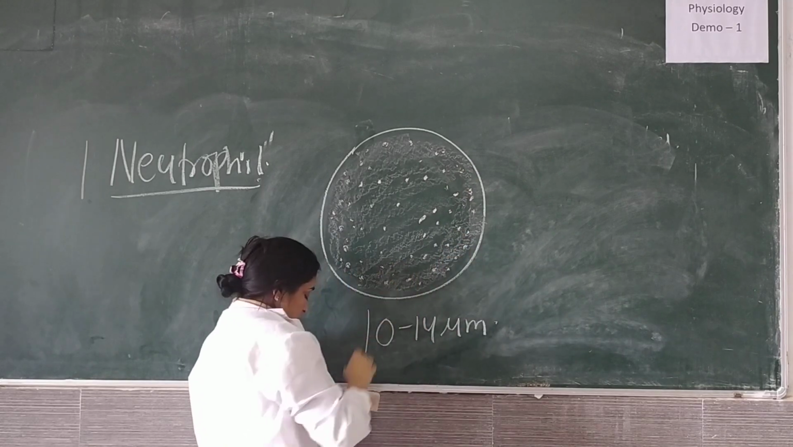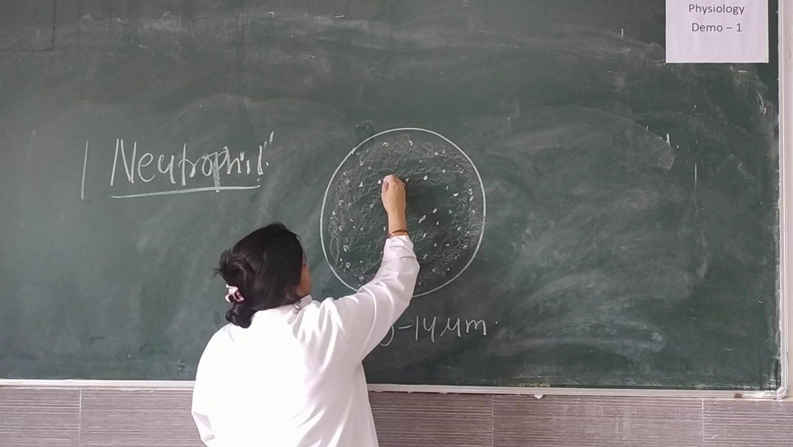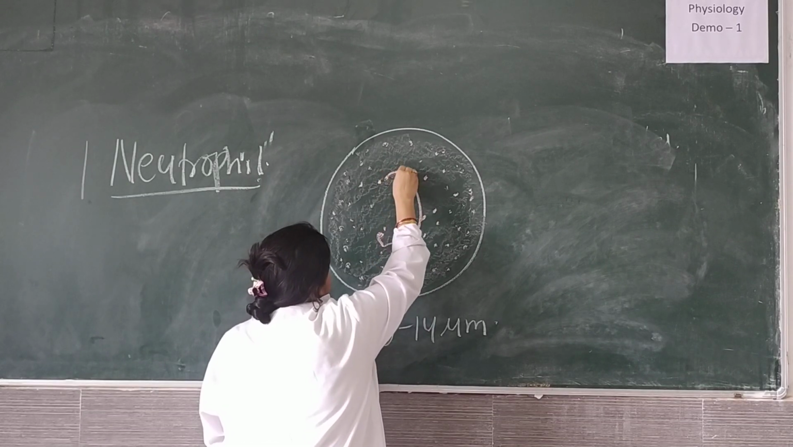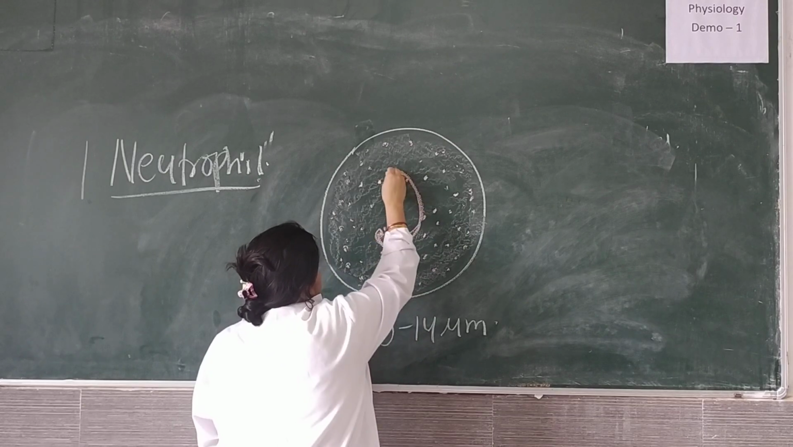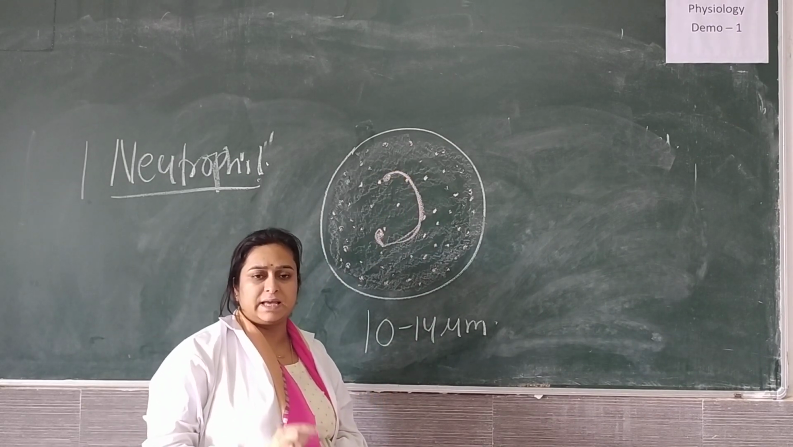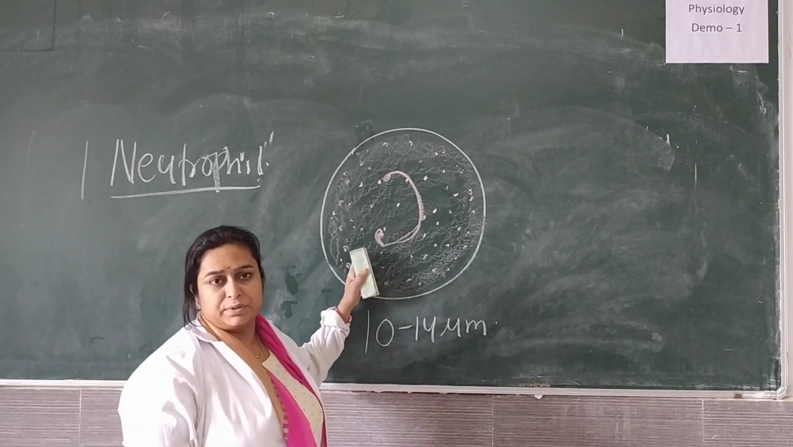Now, eosinophil is usually a bilobed cell. It looks like a spectacle shape or S-shaped nucleus.